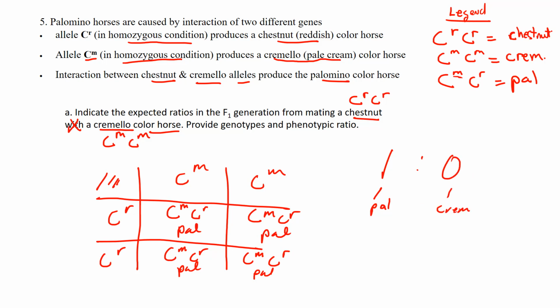Now you don't have to do this unless they ask. 0% would be chestnut. Okay, 100% pal. Any questions?